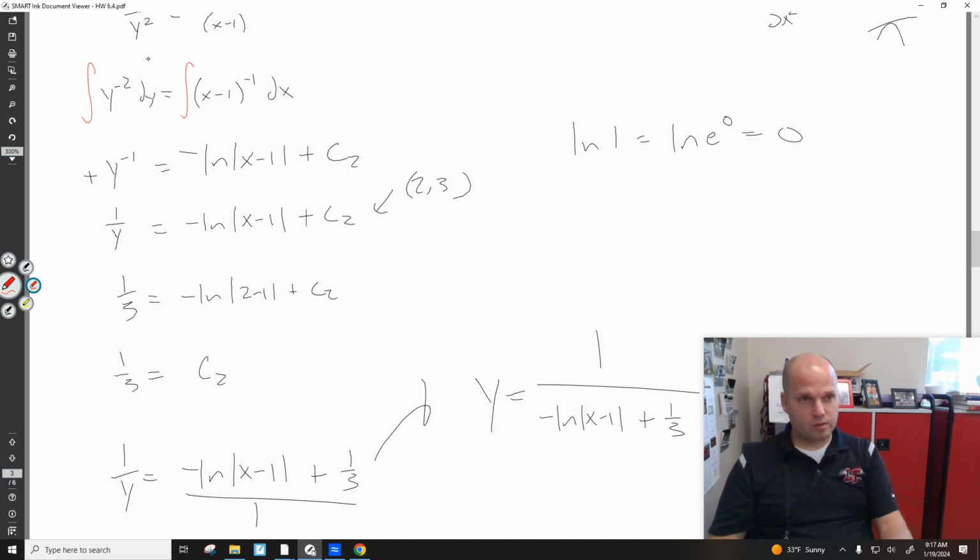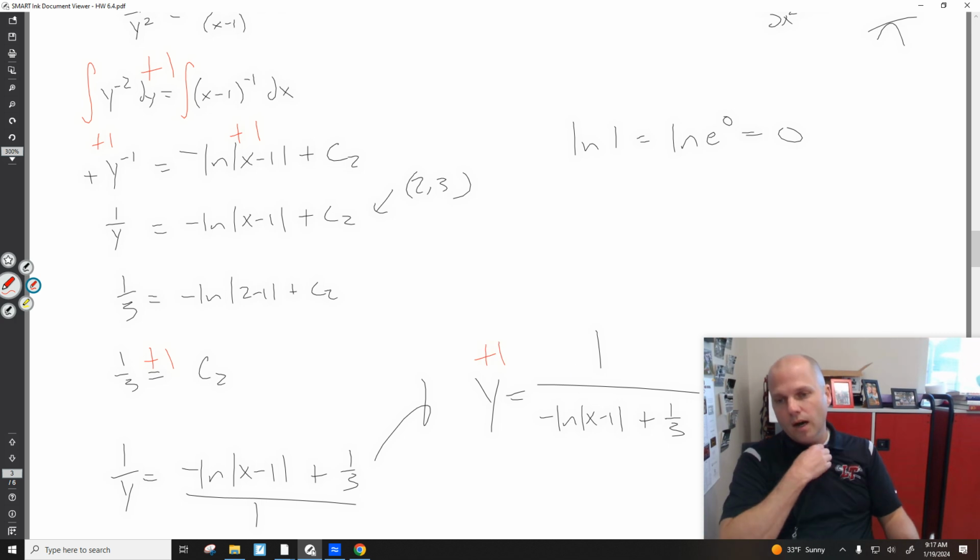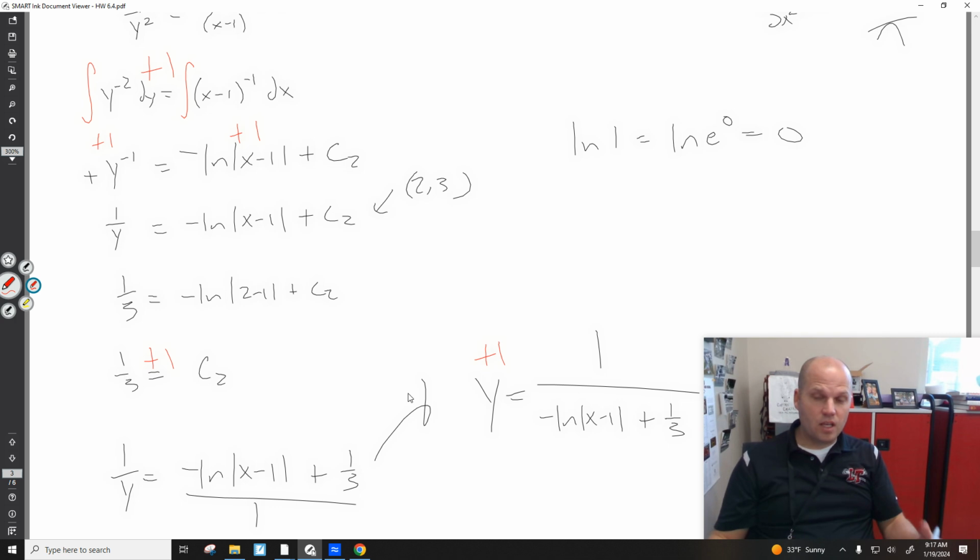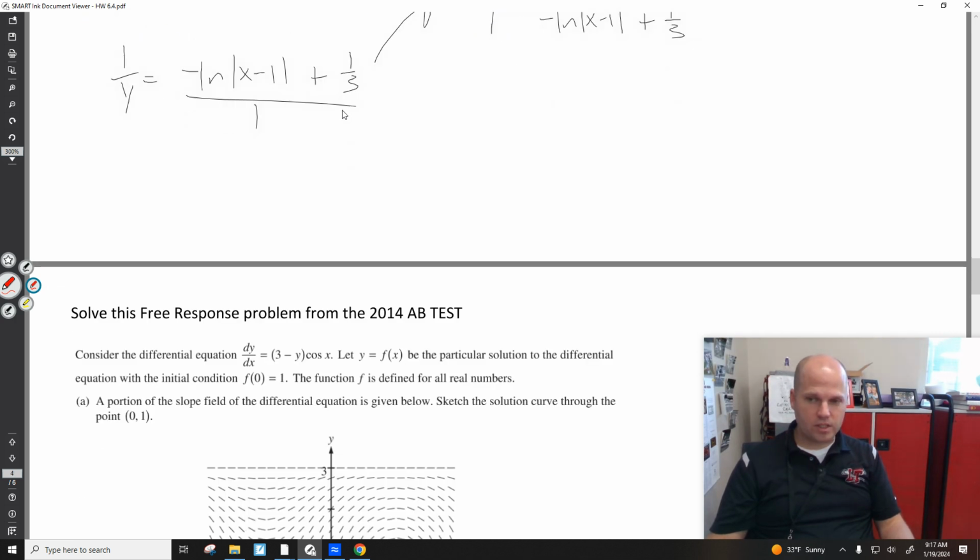Let's go over the points. Plus 1 for separating your variables, plus 1 for each correct antiderivative, plus 1 for finding the correct c, making sure you have it in the correct spot, plus 1 for solving. If I were to give you 6 points, I would probably include the fact that you involve a c and you attempted to find it. So, lots of points to get.